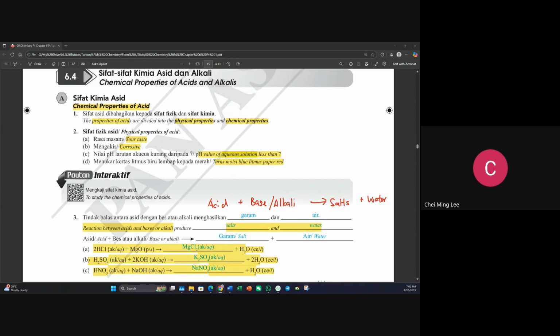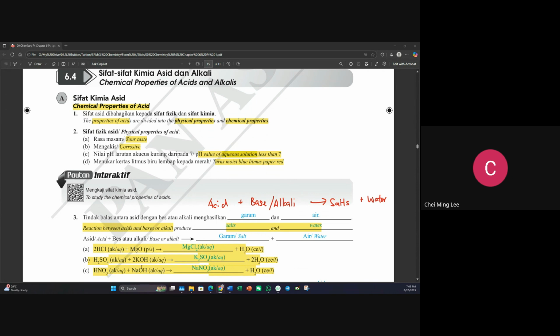And this is the reaction between the acid and base, or we call alkali, which produces salt and water. So normally acid plus base or alkali will produce salt and water. Salt is neutral. Like HCl with magnesium oxide becomes magnesium chloride, which is a salt, with water. Sulfuric acid with potassium hydroxide becomes potassium sulfate with water.